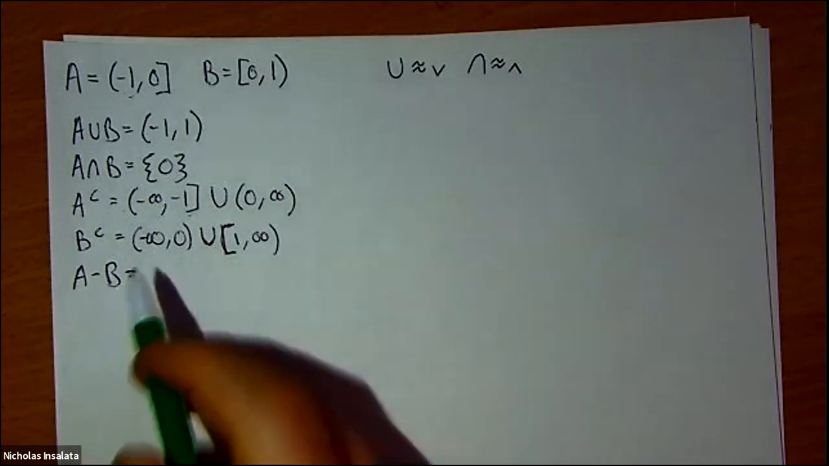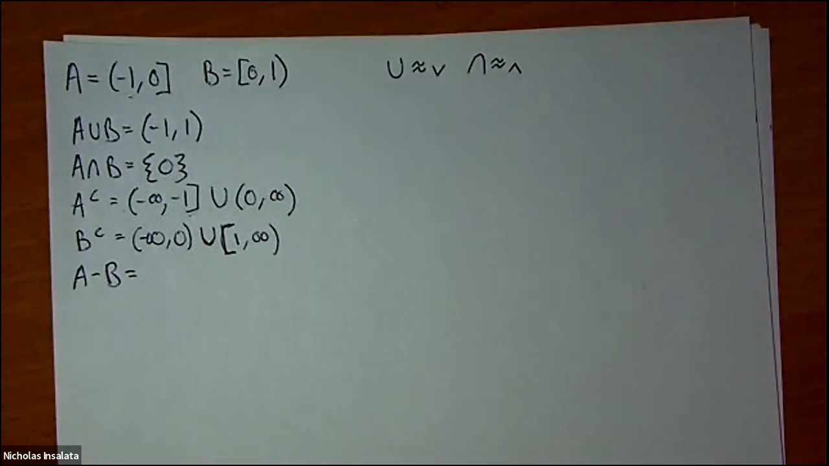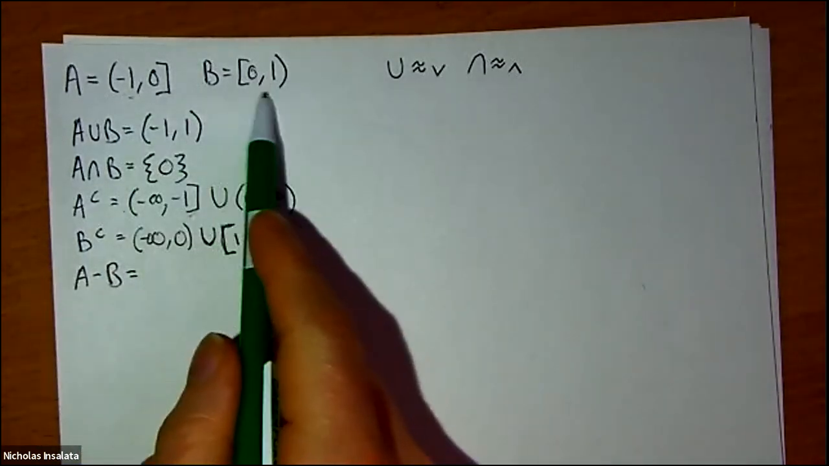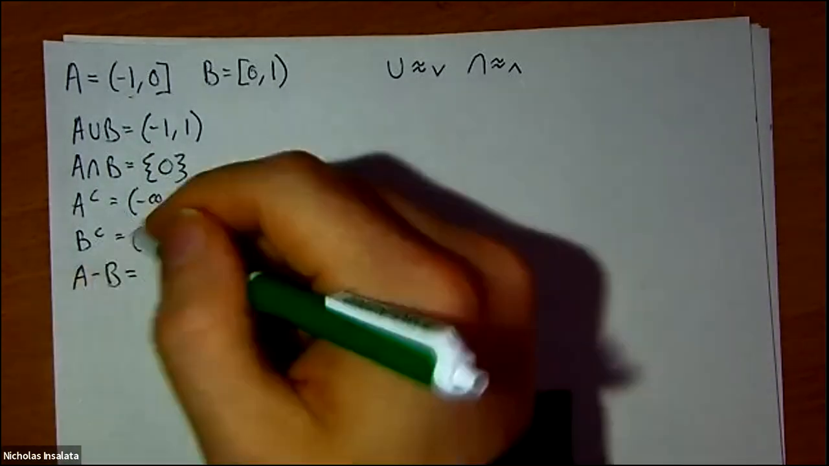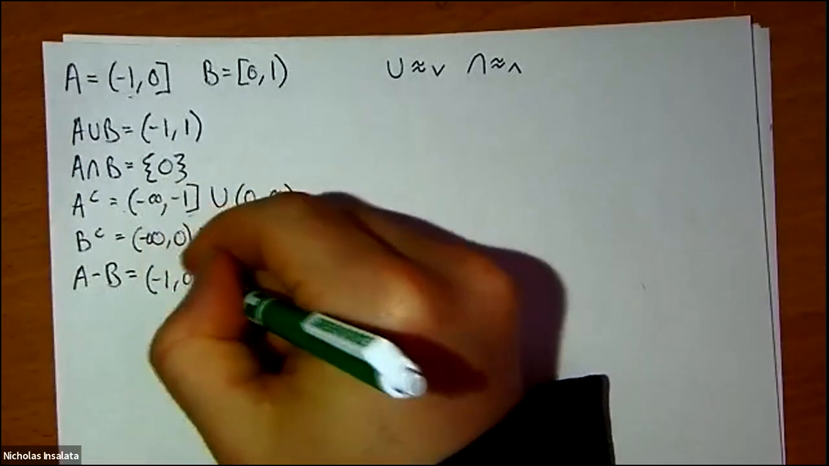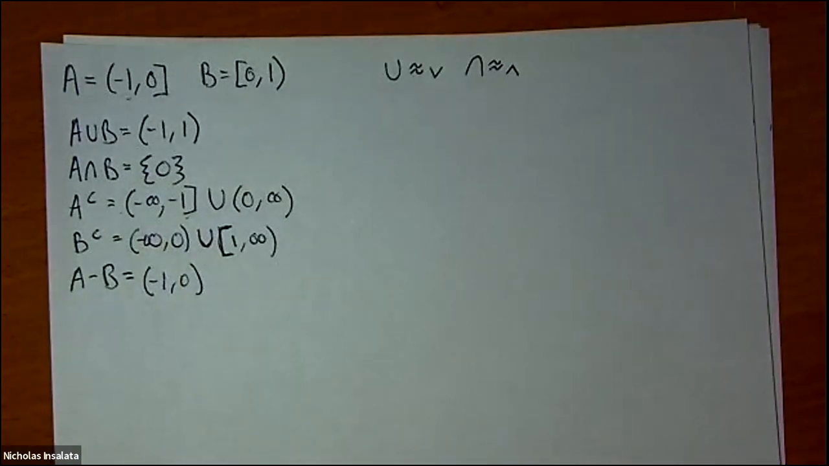Okay, and how about A minus B? So it's all the things that are in A except for the things that are in B. Awesome, Luan. -1 to 0, open. Very good. All right. Does anyone have any questions there?